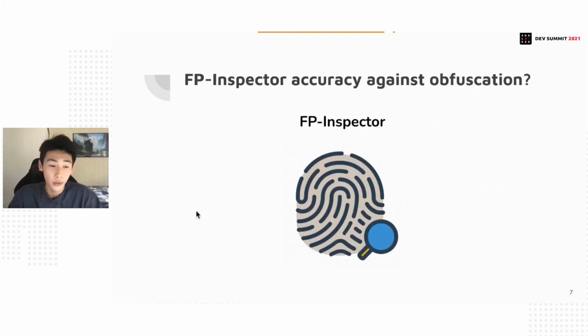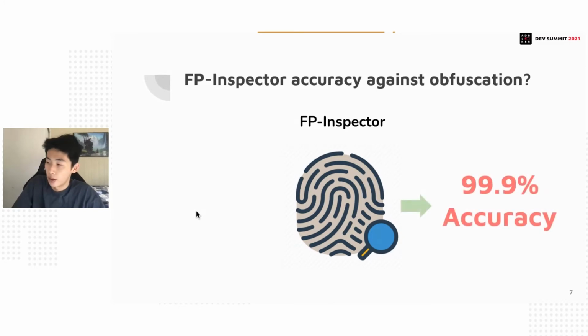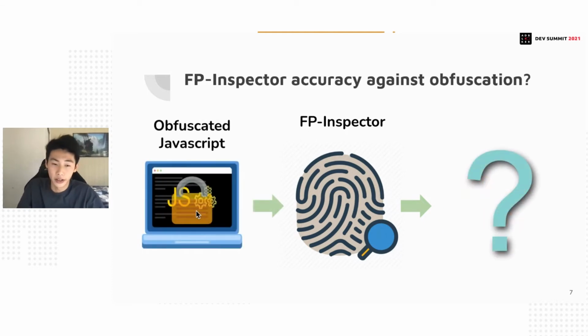So the prior research evaluated the FP Inspector accuracy at 99.9%. However, it did not test its robustness against obfuscation, which is an adversarial tactic that is commonly used in the ad blocking arms race. We want to investigate how well FP Inspector does against obfuscated scripts, and if that accuracy of 99.9% still remains the same.